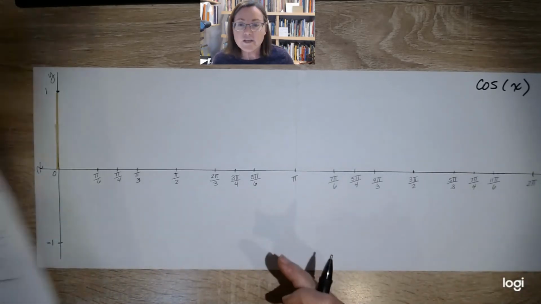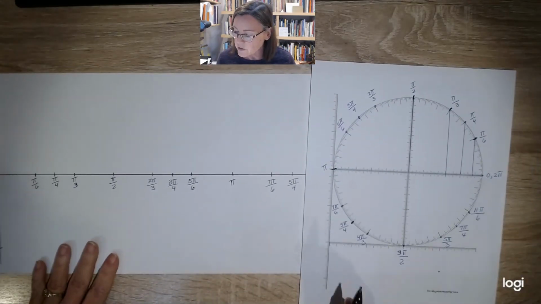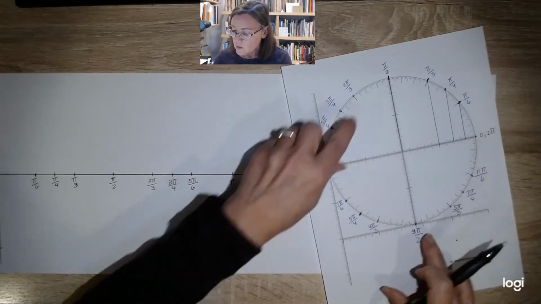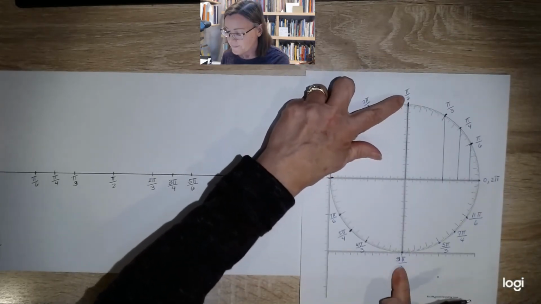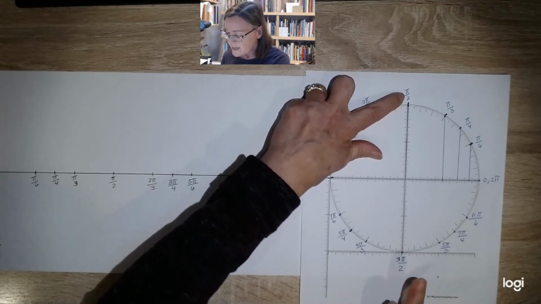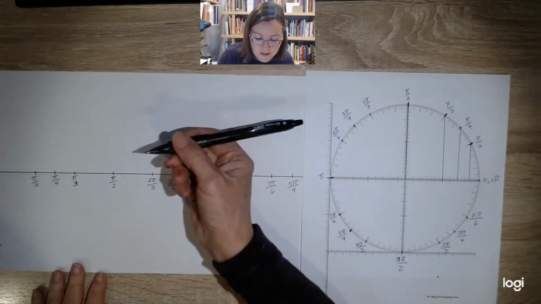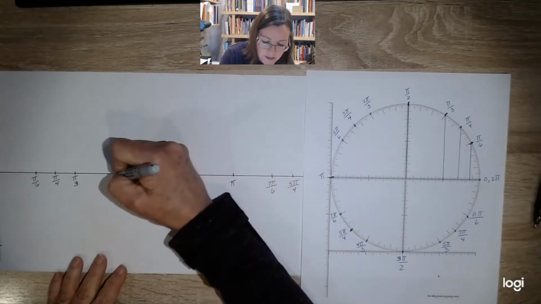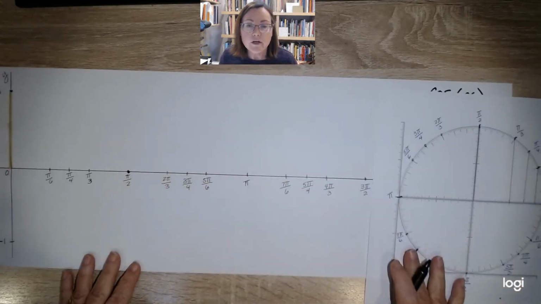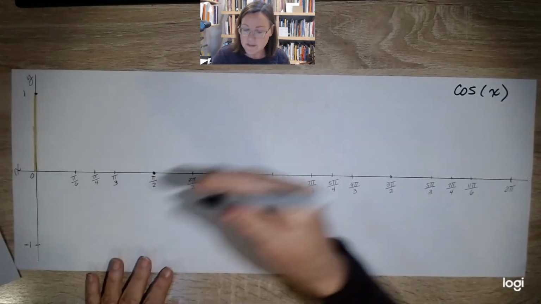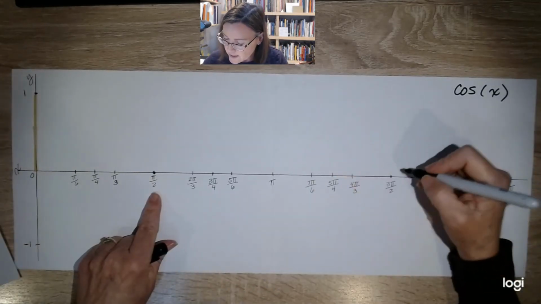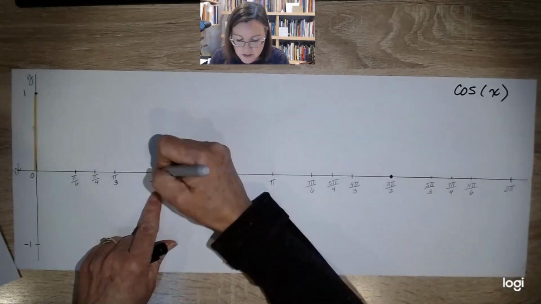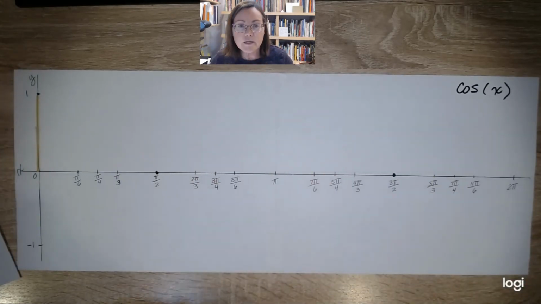So where do the zeros occur for cosine? These are my x values. Where is x going to be 0? Well, x is 0, of course, at the pi/2 point and at the 3pi/2 point. So I'm actually going to mark those really nice and clearly. I'm going to use my Sharpie here. Okay, so these are going to be the zeros, pi/2 and 3pi/2.